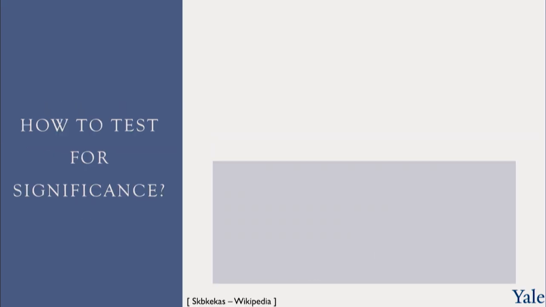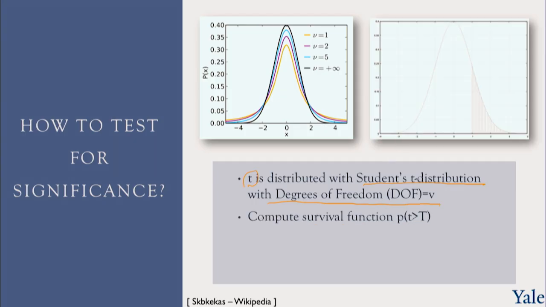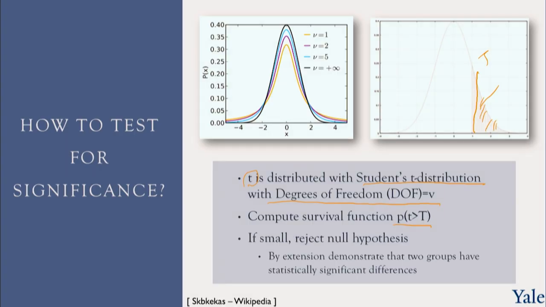So how do we test for significance? Let's continue. This is the distribution of t. This t, this normalized difference, is distributed according to something called the Student's t distribution with degrees of freedom equal to v. We're going to talk about the origin of this in the next segment. What we want to compute is the survival function, the probability of being greater than t. If you remember, the survival function is the area under the curve above a certain threshold. So if this is t, the survival function is the area under the curve here. If this area is small, we reject the null hypothesis, and in this proof by contradiction mode, we demonstrate the two groups have statistically significant differences in their means. And that is a fundamental thing.